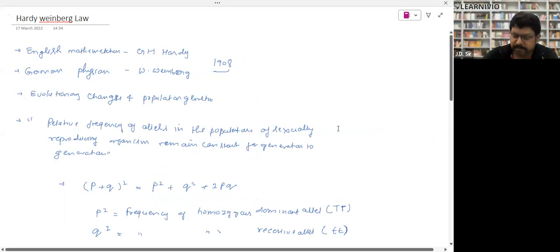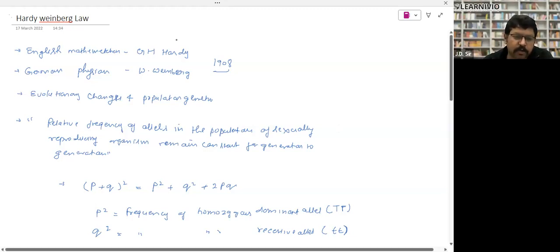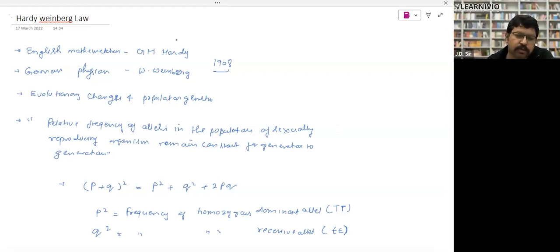English. He was a mathematician basically. He was not a biology scientist. So he was a mathematician. So English mathematician H.G. Hardy designed, and there was a German physician W. Weinberg in 1908. They designed a law that is called Hardy-Weinberg law. It was dependent on evolutionary changes and population growth, right? So what was their law?